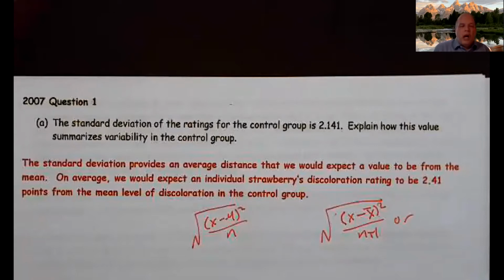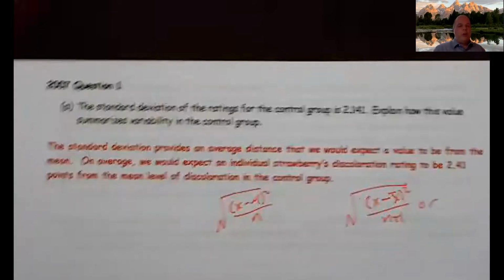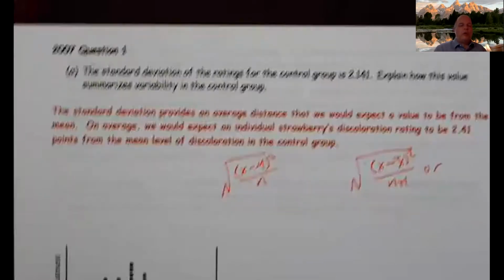That's definitionally correct. Then I need to put it in context. On average, you would expect an individual strawberry's discoloration to be 2.41 points from the mean level of discoloration in the control group. So in the control group, we'd expect the discoloration to be 2.41 points from the mean on average. Okay? So that's the definition of standard deviation. That's probably something that you should know, and probably something I should strengthen in the course.